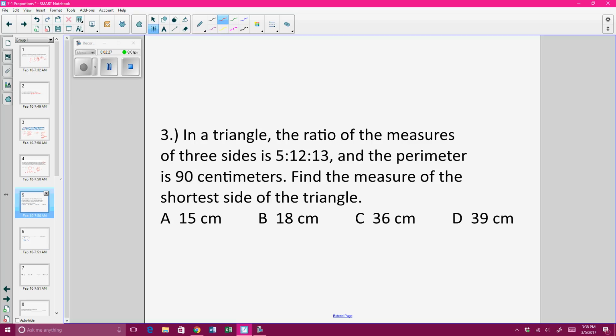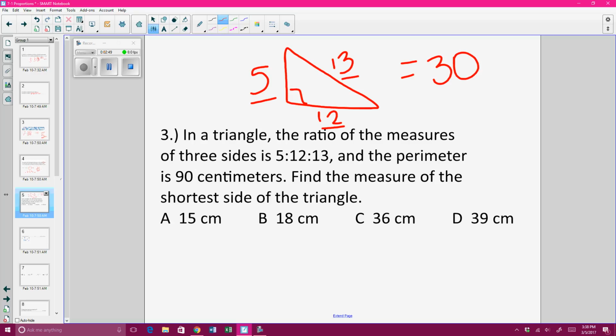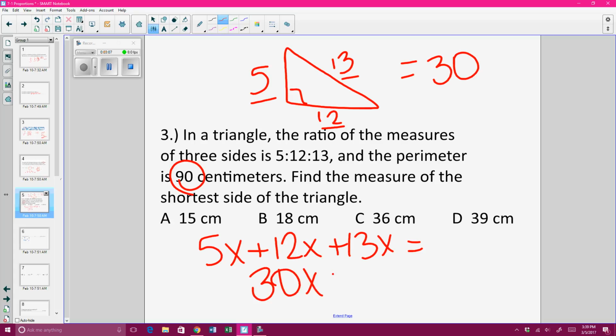In a triangle, the ratio of the measures of the three sides is 5 to 12 to 13, and the perimeter is 90 centimeters. So right now what this is saying is that there is a triangle that is a 5, 12, 13. But if we add up 5 plus 12 plus 13, you get a total perimeter of 30. So obviously these cannot be the numbers. So what we are going to talk about is that this has to be scaled by a certain number. So 5 times what plus 12 times what plus 13 times what will give us an actual perimeter of 90. Well, if I add all of this up, this is 30x, and it has to equal a perimeter of 90, and so x has to be 3.